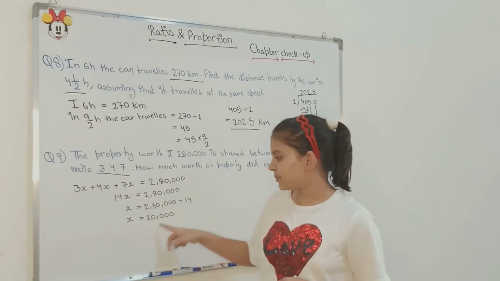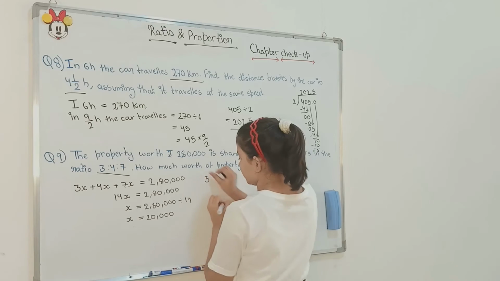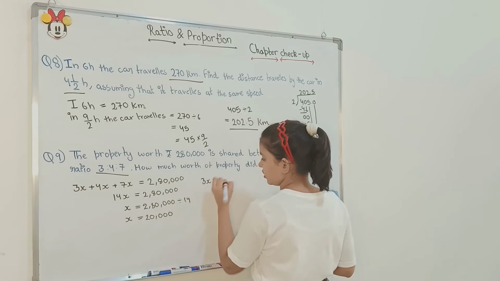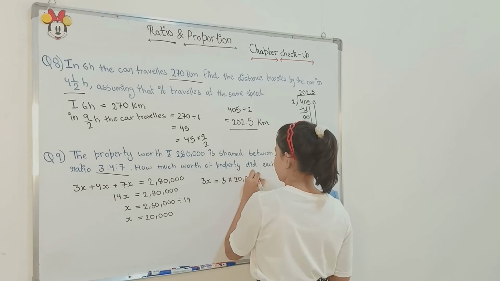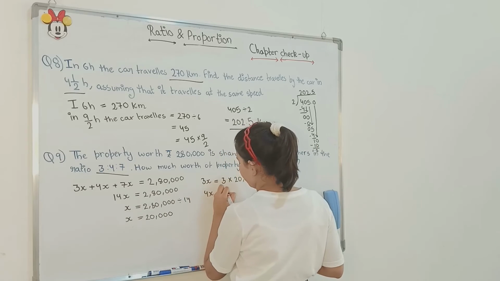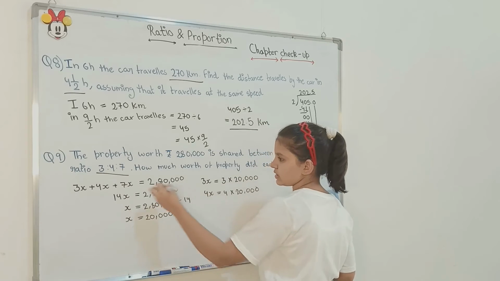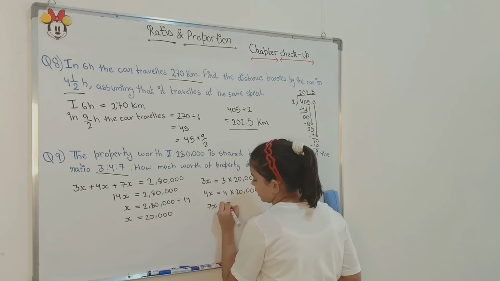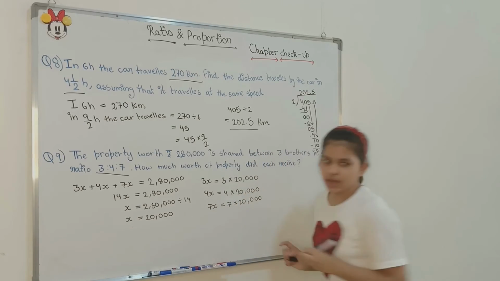We now will multiply 20,000 with 3, 4 and 7. So we write 3x is equal to 3 into 20,000. Then 4x is equal to 4 into 20,000. And the last, 7x is equal to 7 into 20,000. So now we will multiply them.